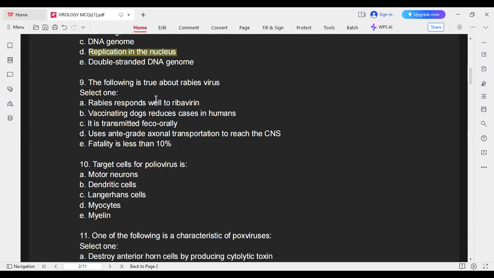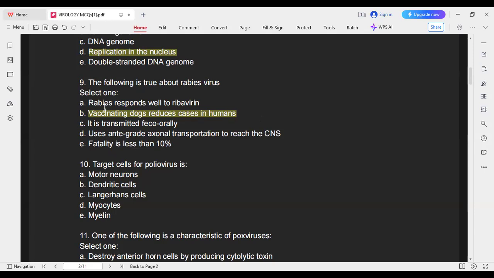Number nine. The following is true about rabies virus. Which one is true? So here you have to know how, as I was saying, B, vaccinating dogs reduces cases in humans. For prevention and control, you have to know how the virus is spread. And in this case, we know that rabies virus is spread via a bite by an infected dog. Okay, let's go to choice A.